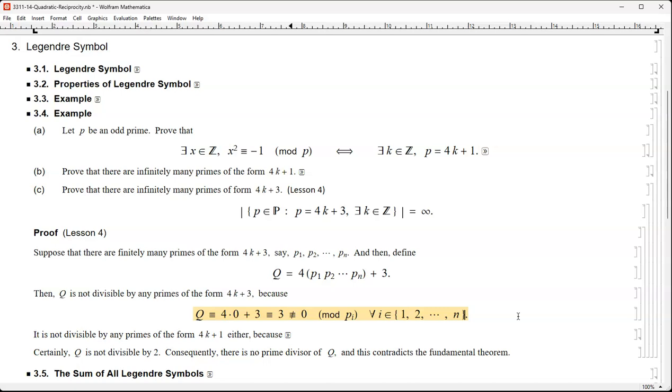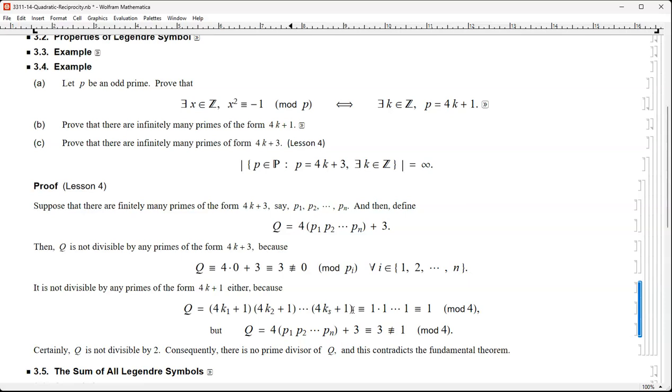Okay. Alright. So it's not divisible by any p_i. But then again, it's not divisible by any prime of the form 4k plus 1 either. Because if you take the prime factorization of Q, all the primes should be of 4k plus 1 form because it's not divisible by any of the primes of 4k plus 3 form. You see, we listed them all and multiplied, and then not divisible by any of those. So all prime factors of capital Q must be of 4k plus 1 type.